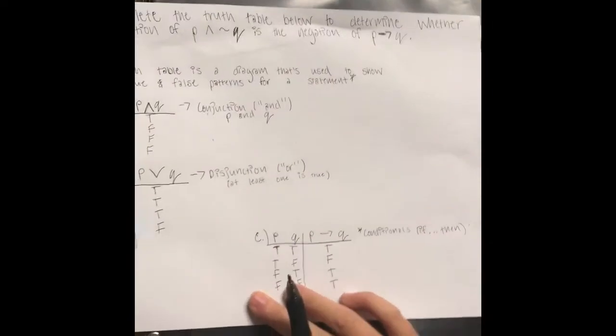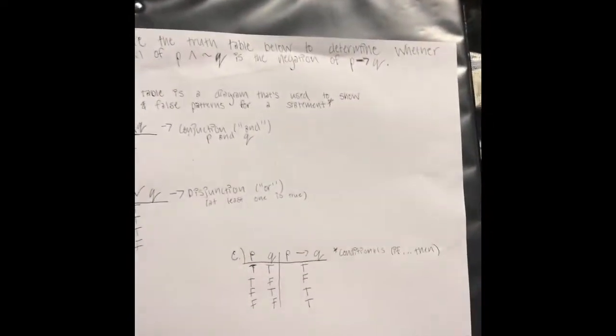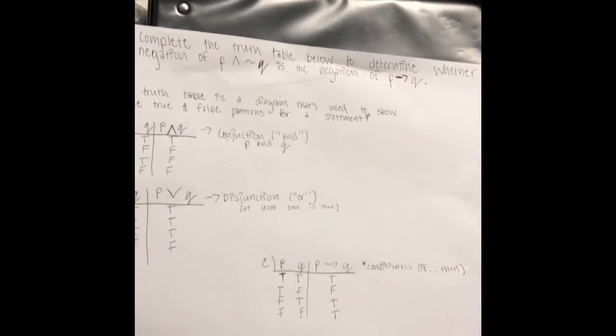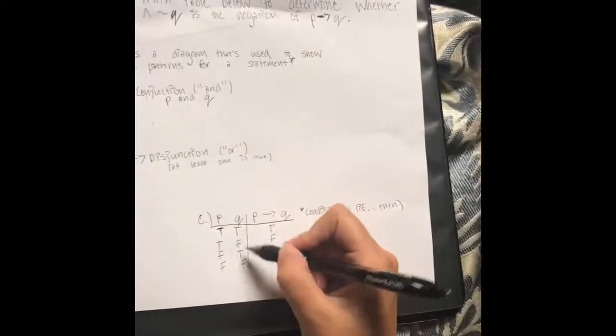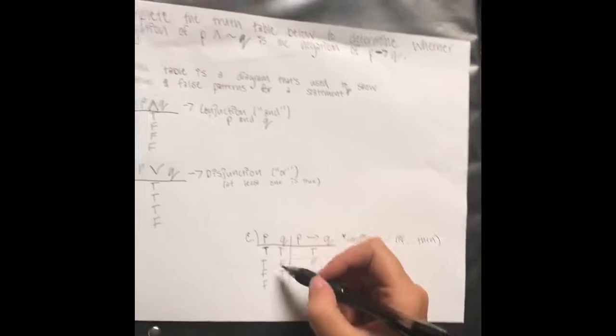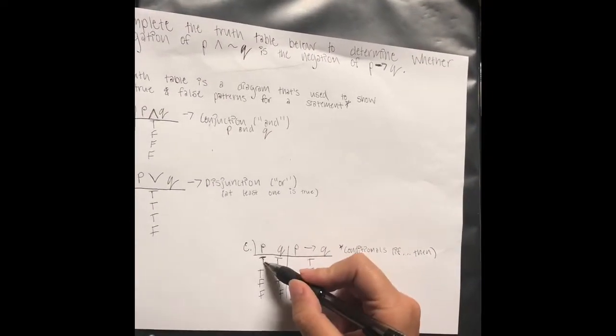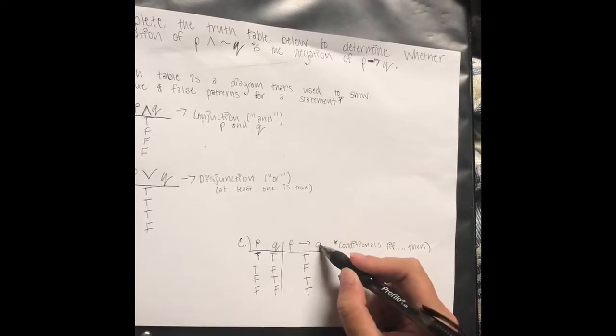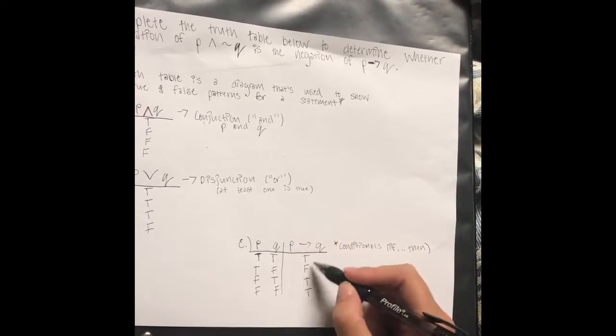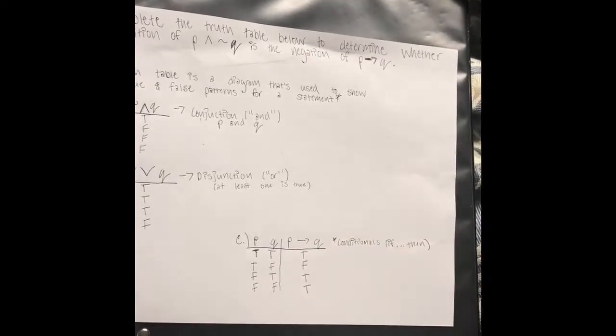And then moving on to our conditionals. So these are if-then statements. So same thing goes. You write down your possible solutions for both P and Q. So if P is true, Q is true. Then if P, then Q. So if P is true, then Q is true. So we have that right here.